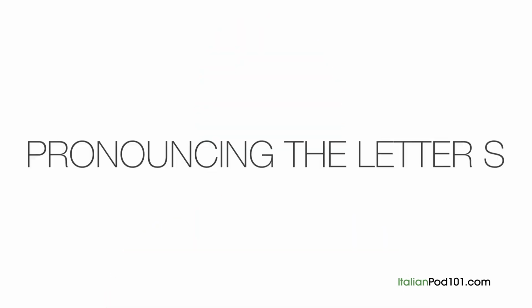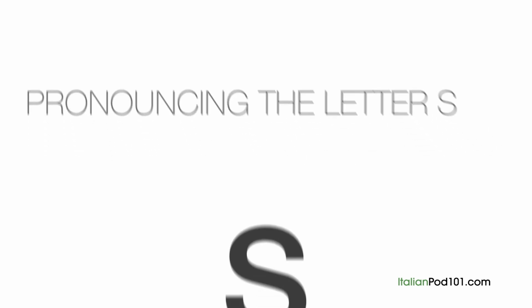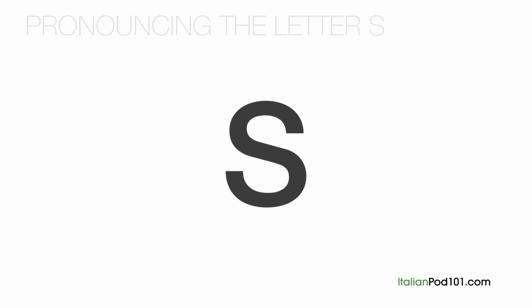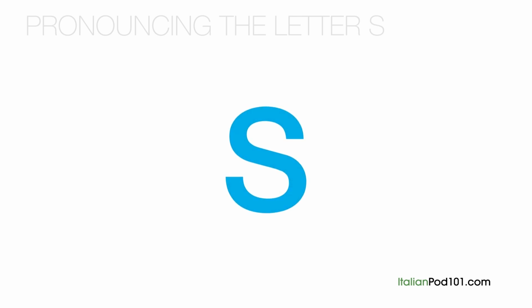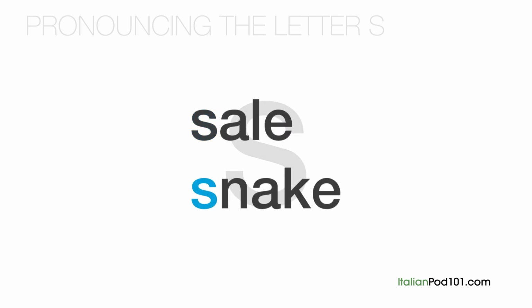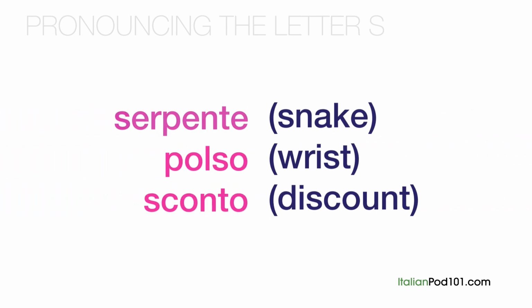In this lesson, we'll cover the pronunciation of the letter S, diphthongs, and the hiatus. First, let's take a look at the different ways that the letter S can be pronounced. Like English, the letter S in Italian has many different ways of being pronounced. The most common, S, is the same as the S sound in the words sail or snake. Listen to a few examples.